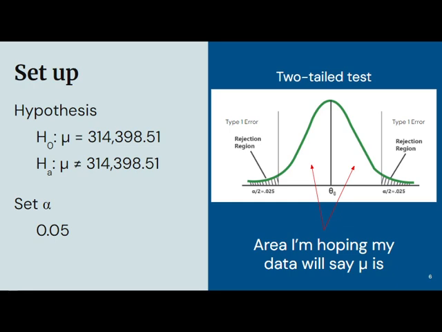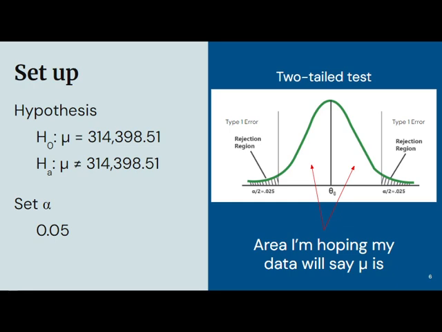How do we choose it? That depends on the risk. For serious things like medicine or safety, we want a small alpha to lower the chance of a false alarm. But for something like home sales, we can afford a little more leeway. So we'll go with the default of 0.05.